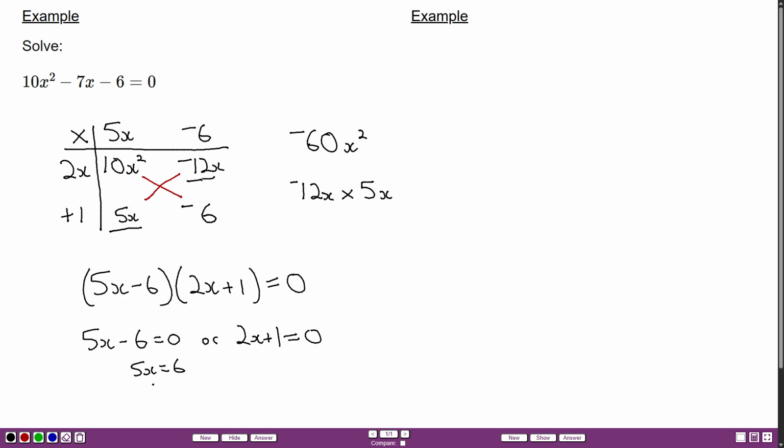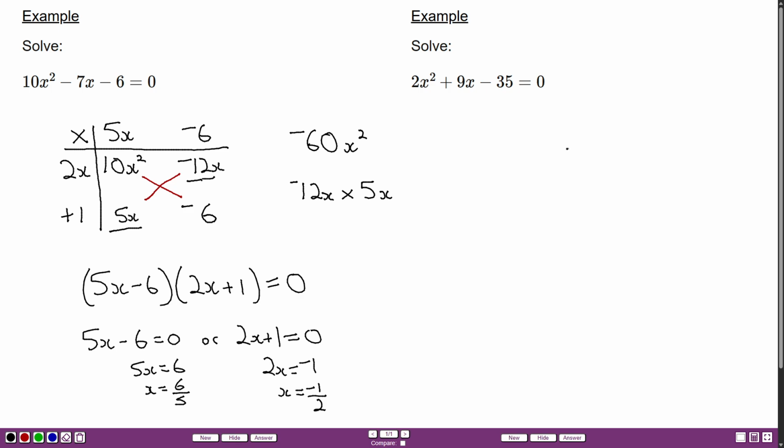So add 6, then divide by 5. So x will equal 6 over 5, or 1.2. And here, we'll subtract 1 from both sides, and then divide by 2. So x equals negative a half, or negative 0.5. And we're done. Okay, right, here's one for you to have a go at. Pause the video, then see if you get the same as me.